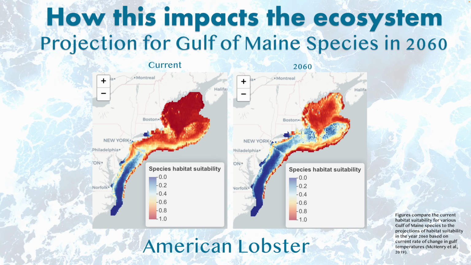Based on the temperature trend, we can see how these changes are projected to impact some important species in the Gulf of Maine. In these images, habitat suitability is rated from 0 to 1, with 0 being not suitable and 1 being the most suitable. And we have the current habitat suitability with the projected suitability in the year 2060. For the American lobster, there was a large decrease in suitable habitat in 2060, with most of the habitable area in the northernmost part of the Gulf.